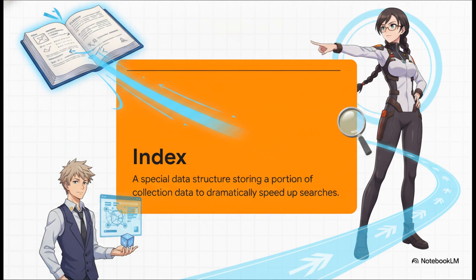Think of an index exactly like the glossary at the back of a massive textbook. If you want to find a specific word, you don't start reading the book from page 1, right? You jump to the glossary, find the word sorted alphabetically, and it gives you the exact page number. A database index does the exact same thing. It creates a fast lane so the system doesn't have to scan every single document.